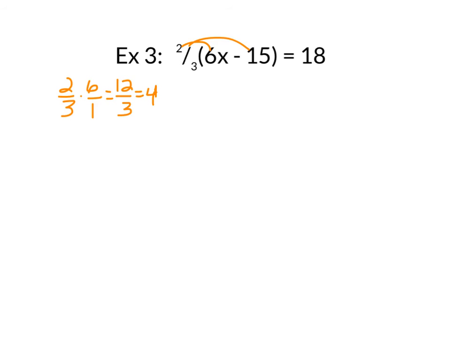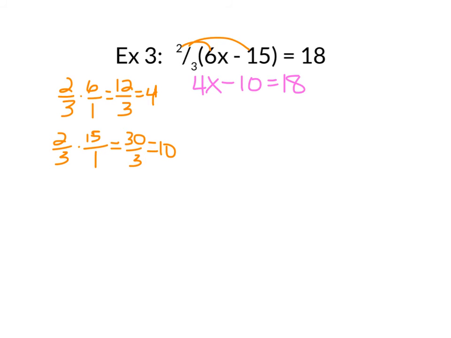I'm going to do the same thing with the 15. It's a -15, but for multiplication, I'm just going to look at the positive part of it right now. I'll deal with the negative in a moment. So same thing. I put 15/1 to make it a fraction. Multiply straight across. So on the top we get 30. On the bottom we get 3. 30 divided by 3 is 10. Okay, now I can fill that back into my equation. So this is what I get now. 2/3 times 6x is 4x. 2/3 times -15 is -10.